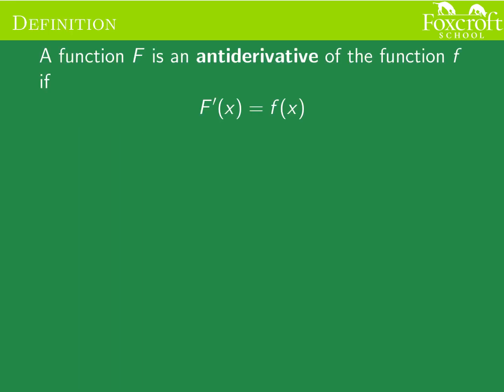All right, so what is an antiderivative? A function capital F is called an antiderivative of a function lowercase f if you take the derivative of the capital and get the lowercase. Another way to think about it is you start with your f of x, you undo the derivative process, and you get the capital F of x.